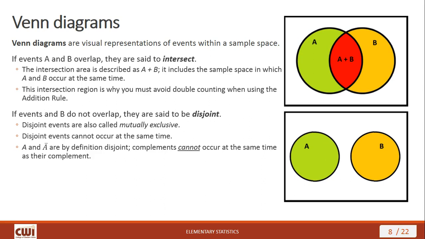So when your events are disjoint, the complements of your events are also disjoint. So they cannot occur at the same time as their complement. Everything that's not A is outside the circle for A, and therefore there's no intersection, therefore they cannot occur at the same time. Likewise for B, the complement of B, B bar, is everything outside the circle for B. Therefore, B and B bar cannot occur at the same time. This is just a rule of how we define the complement, and so events and their complements are by definition disjoint.